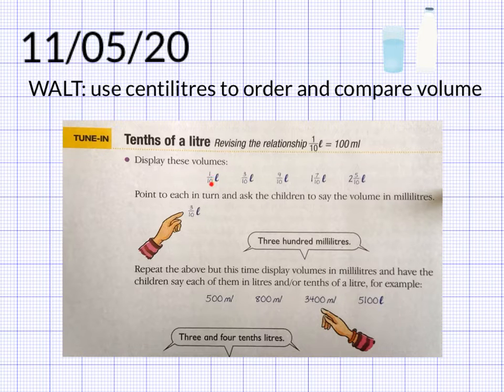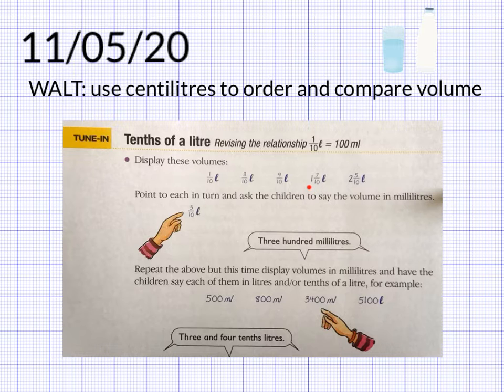So we're having a look at this. We've got 1/10 of a litre, we know it's 100 millilitres. 3/10 of a litre, what do you think that might be? Correct, 300 millilitres. What about 9/10 of a litre? Correct, 900 millilitres. Now we've got 1 whole and 7/10.